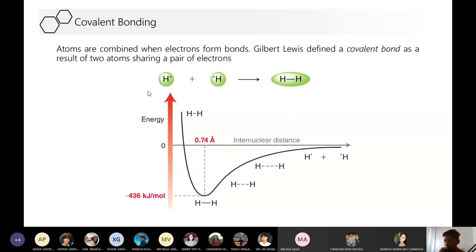So this is the energy diagram of our hydrogen atoms, and this is the internuclear distance on the x-axis. That means the distance between the two nuclei of the two hydrogen atoms. And on the y-axis, we have the energy. So the higher the energy, the more unstable it is. The lower the energy, the more stable it is, as stipulated by the laws of thermodynamics. If our two hydrogen atoms are far apart, the energy approaches zero. However, according to thermodynamics, we want the energy to be lower, as low as possible, to maintain stability.